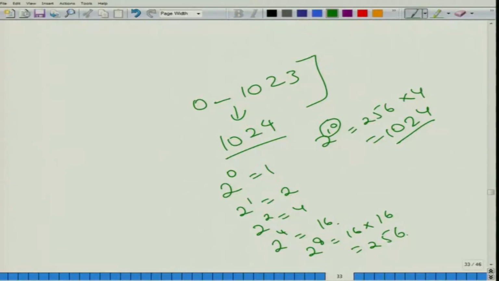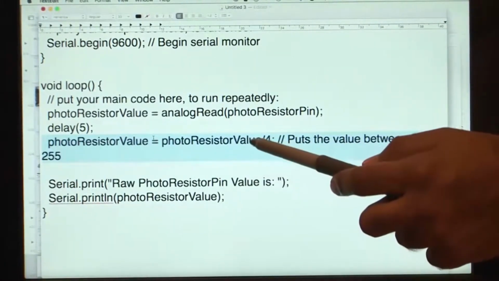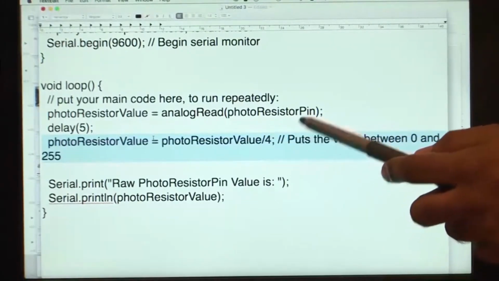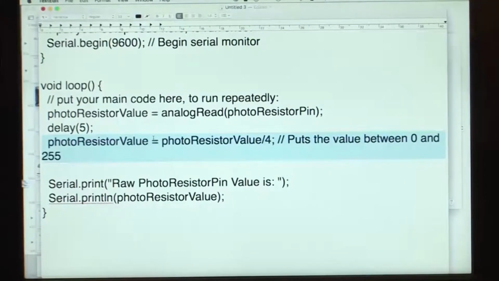Next, we want a value between 0 and 255. So, we are dividing it by 4. This is an arbitrary value. In our code we asked it to measure between 0 and 255. Suppose you wanted it to measure from 0 to 100. In that case you would divide your photoresistor value by 1024 and then multiply it by 100. In this case we wanted it to be between 0 and 255.